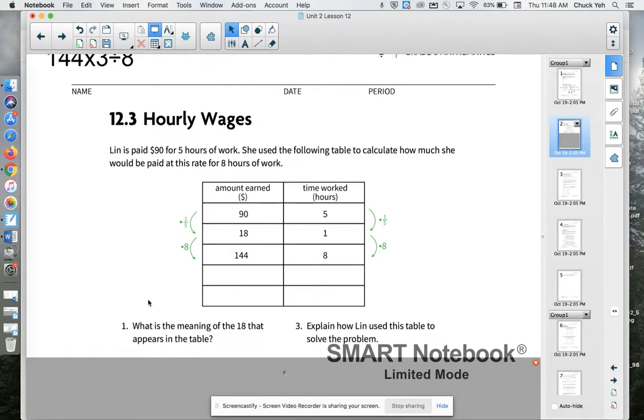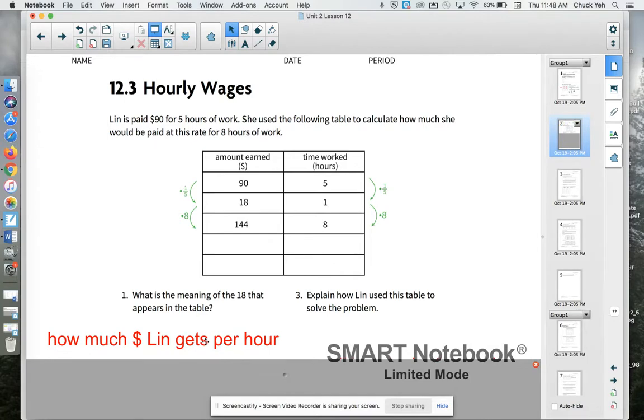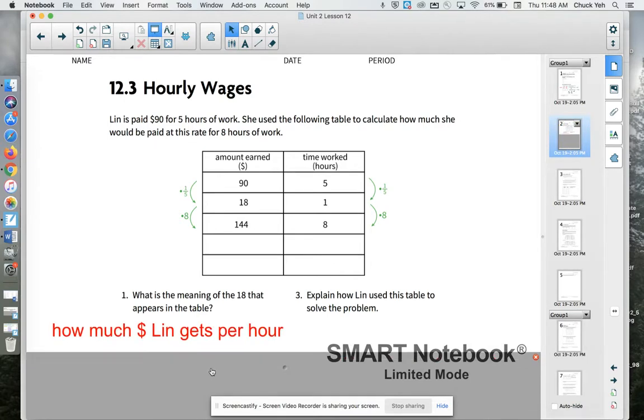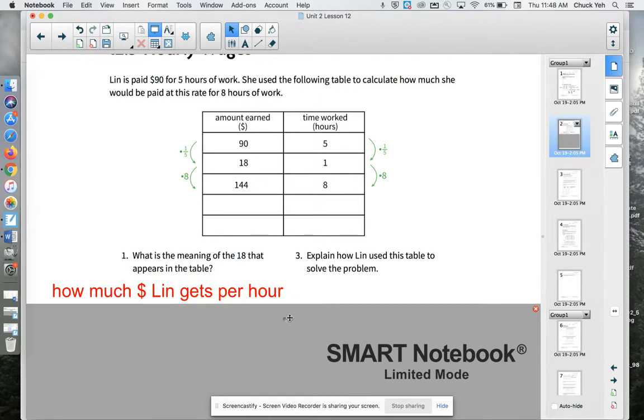In your notebook, put number 1, draw the chart out, and what do you think the meaning of the 18 is? And how would Lynn use this table to solve this problem? So what does 18 mean? It means how much money Lynn gets per hour. Okay, and then how did she get these problems? Well, you can divide by 5 and divide by 5. You can multiply by 8 and you can multiply by 8, right? So there's a couple of different ways you can do that.